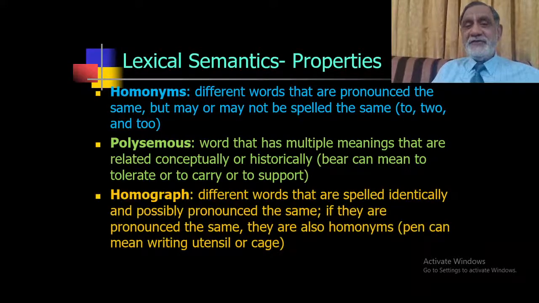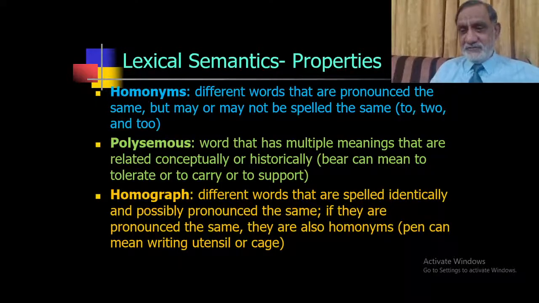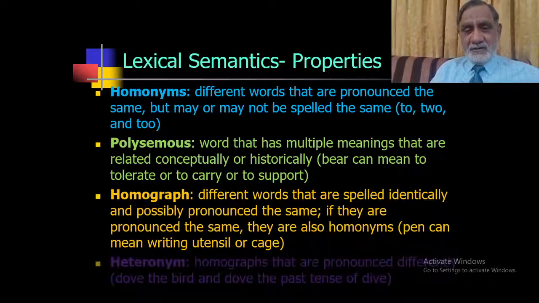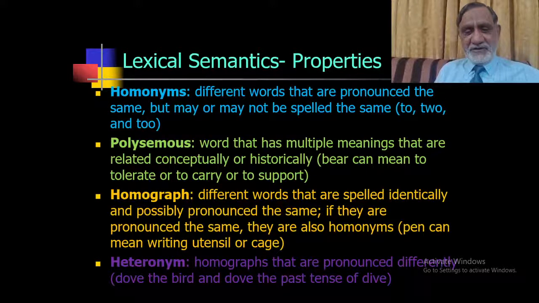Homograph: different words that are spelled identically and possibly pronounced the same. If they are pronounced the same, they are also homonyms, like the word pen, which means writing utensil also, which means cage also. Then the fourth property is heteronyms. Homographs that are pronounced differently, like dove, the bird, and dove, the past tense of dive. They are called heteronyms.